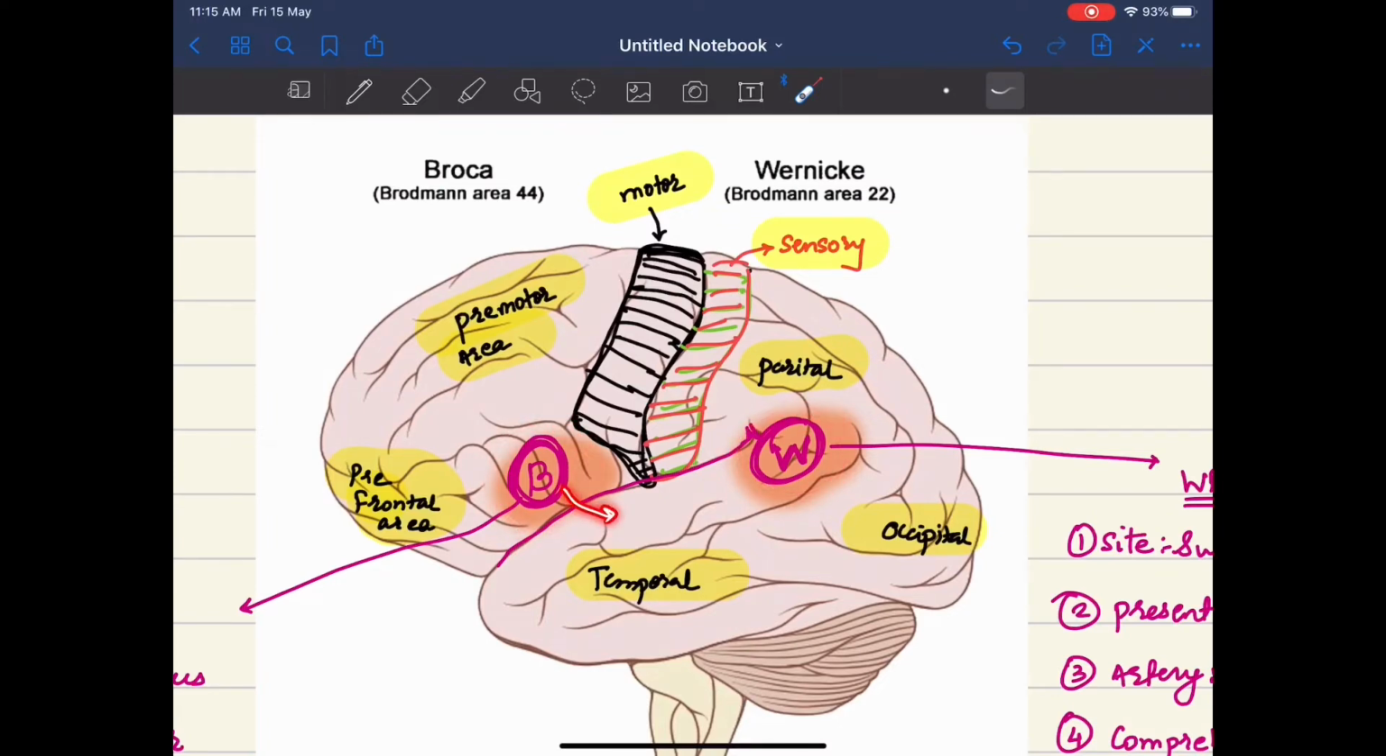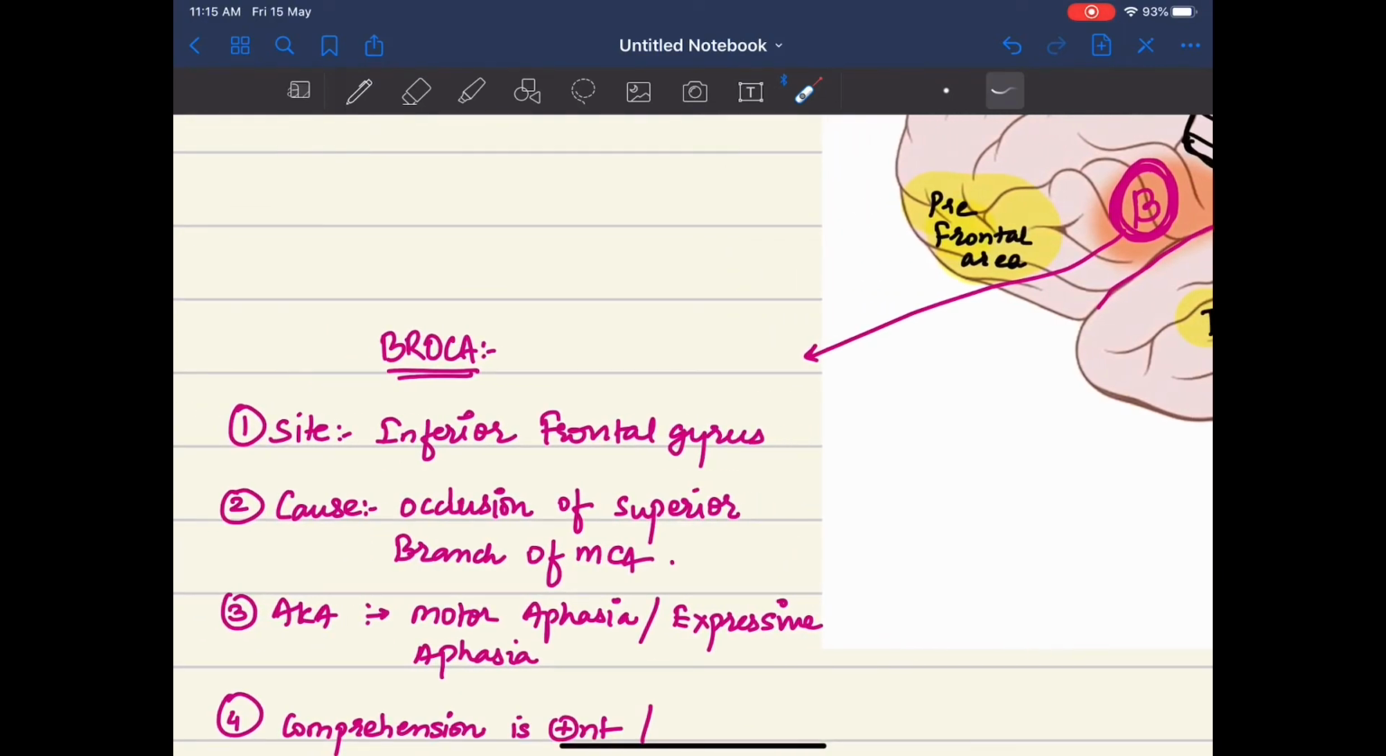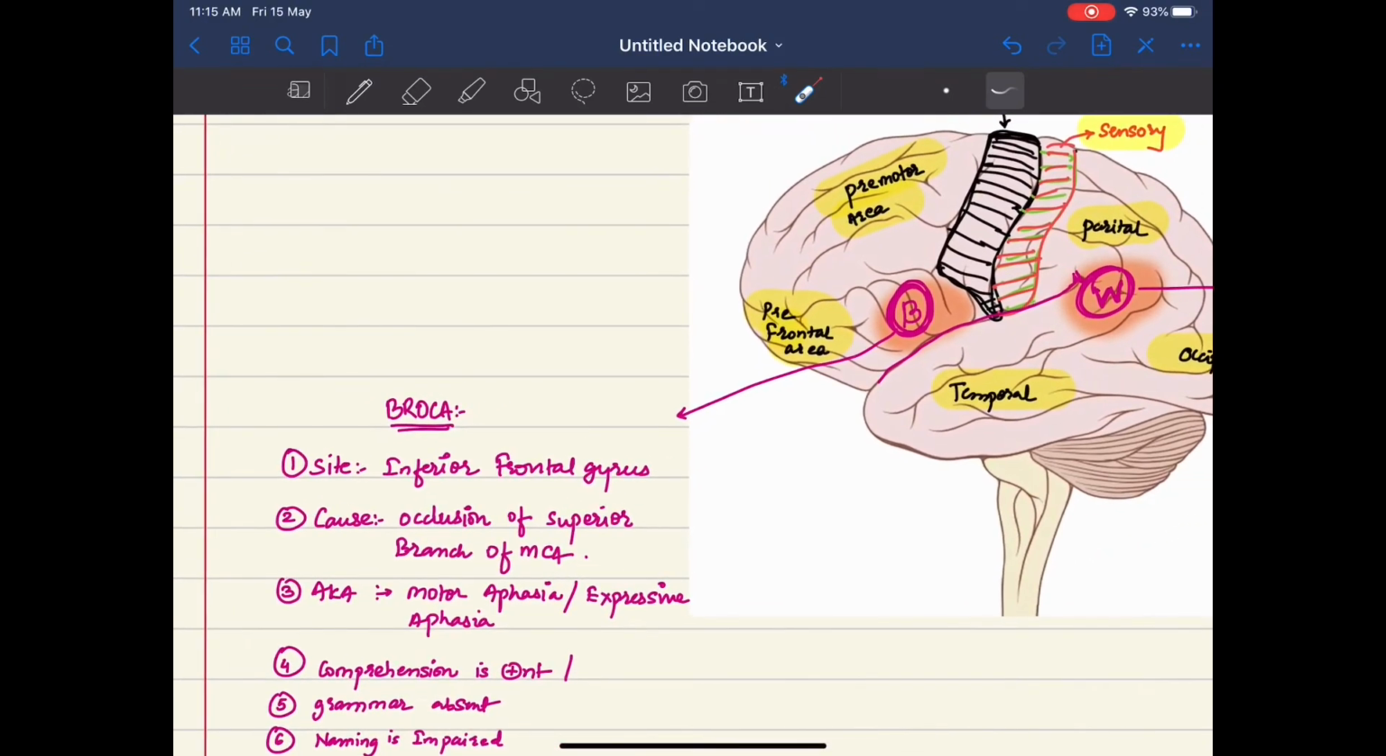Broca's, I'll repeat, is the motor area. This is the sensory area. Okay, remember this. This is nothing but speech production. This is speech which is sensed. So this is the basic, and we will go into detail. See, Broca's is at the inferior frontal gyri. It is located over there.